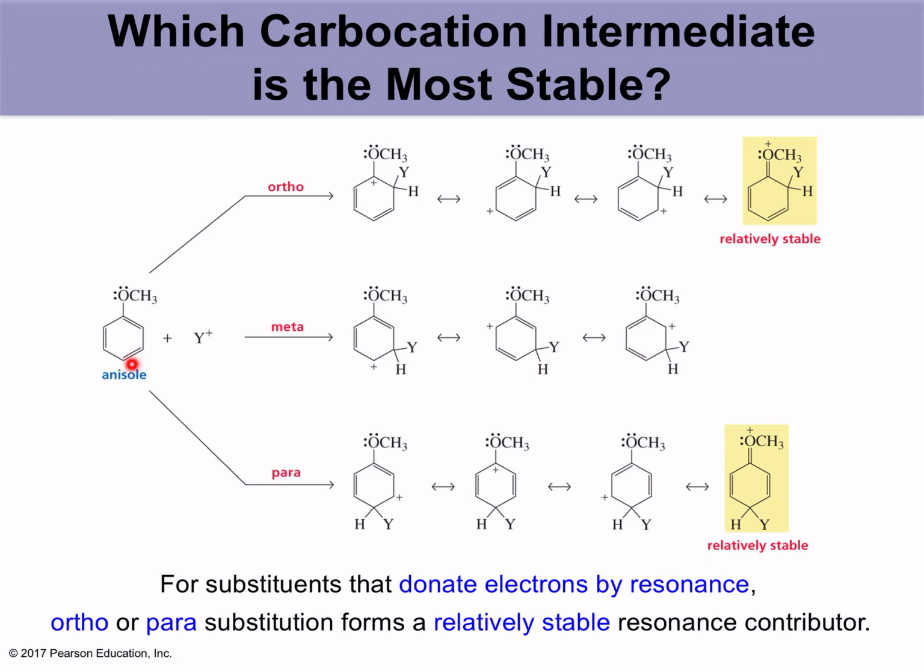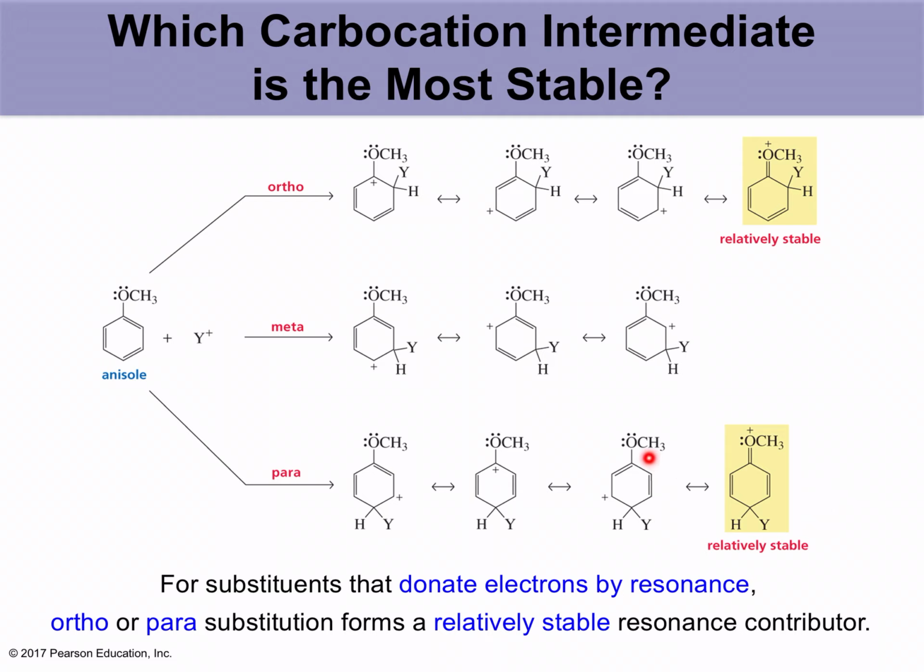Similarly, when it goes to the para position, you can see here this is the intermediate, and then you can draw another resonance having a positive charge here, and then another resonance having a positive charge there. And to this one, we can draw another resonance where the lone pair of the oxygen forms a double bond and oxygen has a plus charge. So when the electrophile attaches to the ortho and the para position, you have 4 resonance structures.